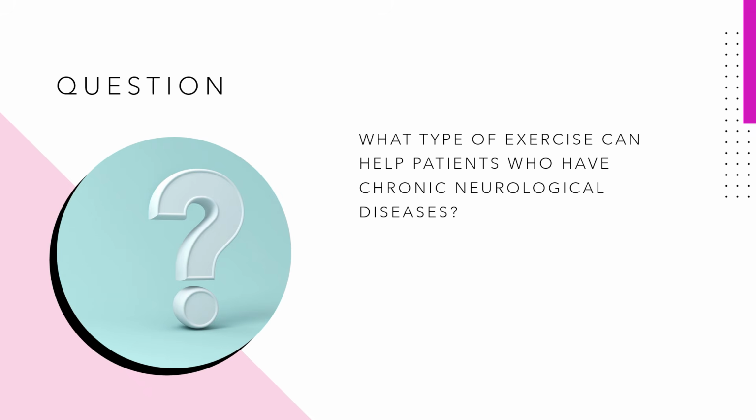So what type of exercise can help patients who have chronic neurological diseases? So, usually it will be low impact, slow, controlled exercises that help to improve balance, coordination, and mobility. Some examples could be yoga, tai chi, walking, water aerobics, and stretching programs.